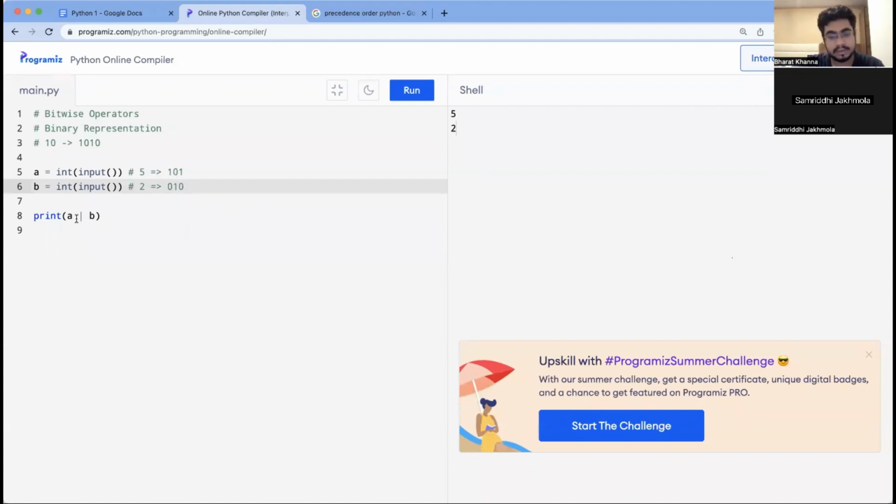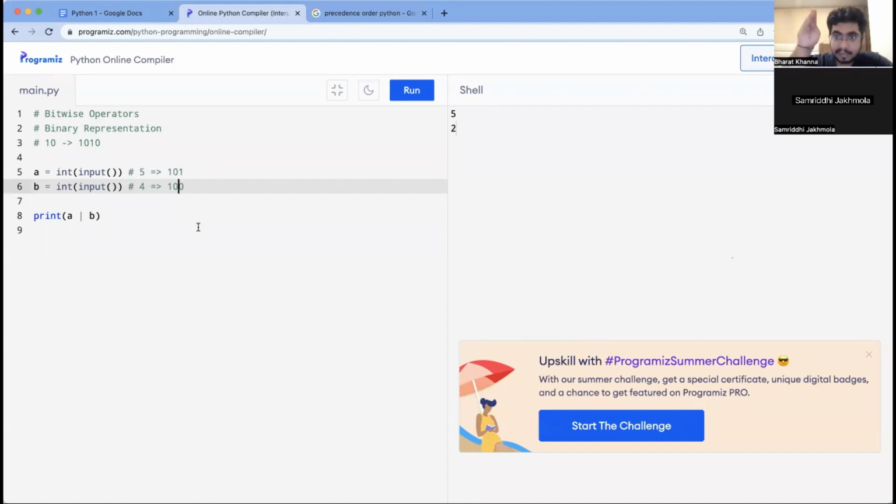So what do we do in OR? In OR, if even one of them is 1, then the result is 1. If both of them were 0 somewhere, so for example, if this was not 2 but let's say 4 for that matter, so it would have been 100. So now for the second bit, as both of them are 0, it will be 0. So 101. Does that make sense? Yes or no? How OR is evaluated?